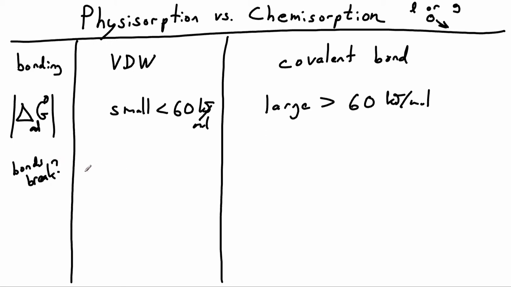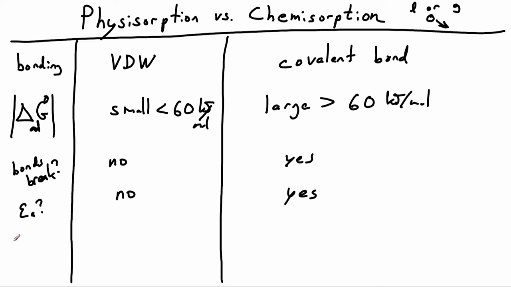And so because we're doing a chemical reaction in chemisorption, we expect that we will break bonds in our adsorbate molecule, whereas in physisorption it should stay intact. Because it's a chemical reaction for chemisorption, we will have an activation energy very often. We will not for physisorption.